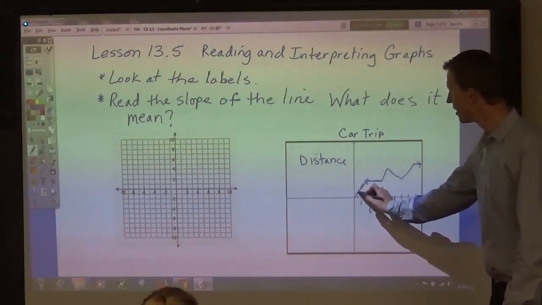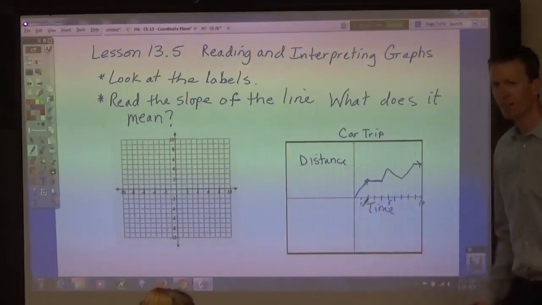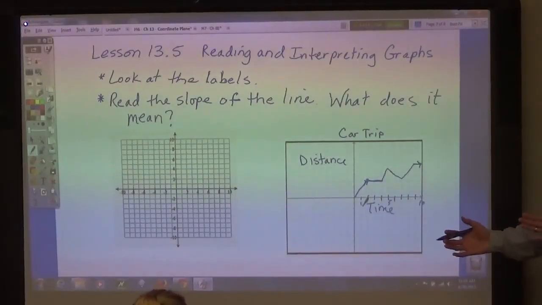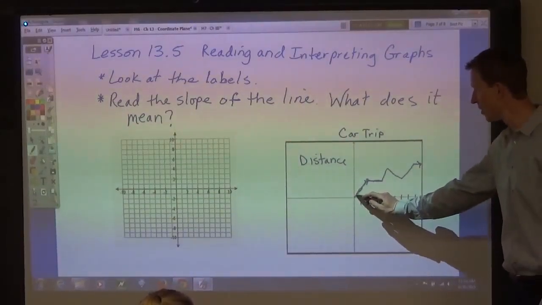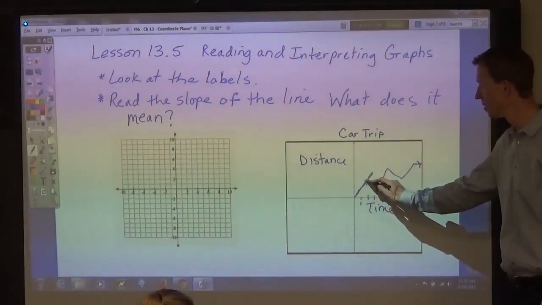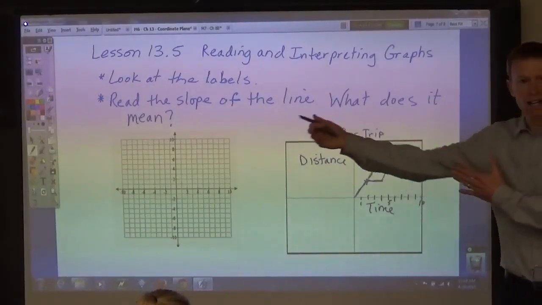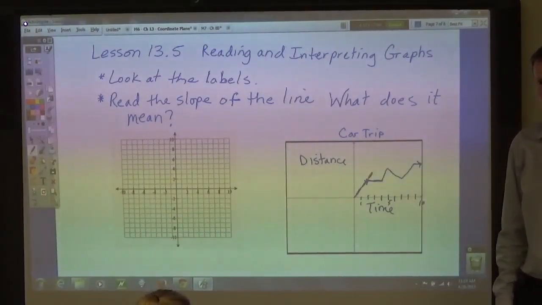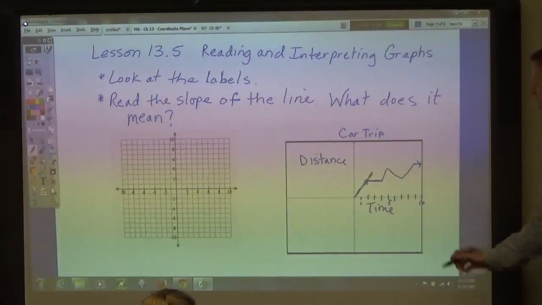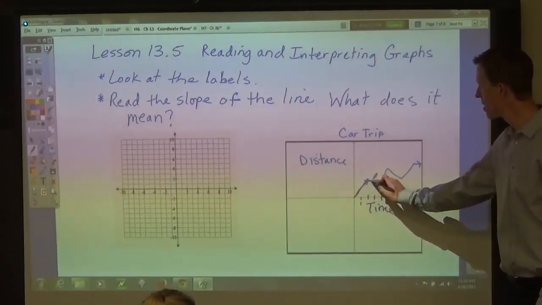And is the distance increasing as you go or decreasing? It's both. Okay? Wait, just in this section. Yes. It's increasing. So you're moving at a constant rate. You're driving down the street away from your house, right? Yep. Now, what is this part of the line?